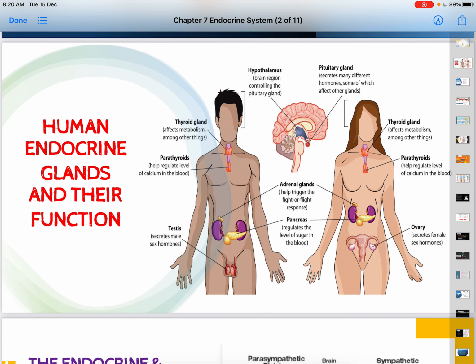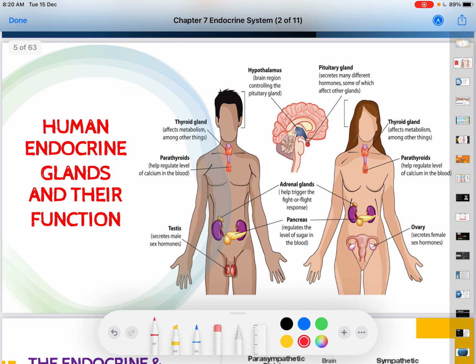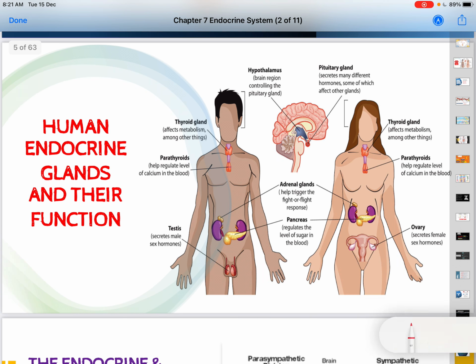Okay, let's see the human endocrine glands and their functions. The listed are considered as the major glands in humans. So we have hypothalamus and pituitary glands. Hypothalamus is the brain region that controls the pituitary gland, and this pituitary gland is quite a major gland that secretes many different hormones, and some of the glands rely on the pituitary gland.